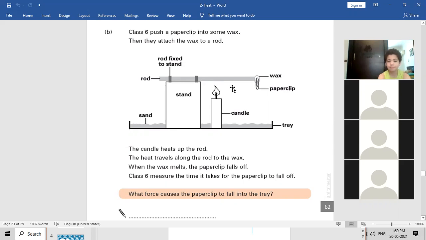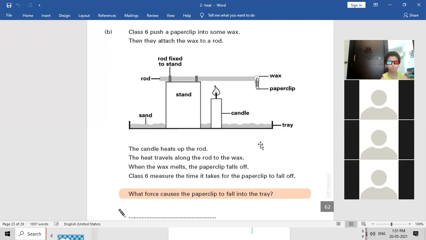Okay, Mira, my question is, what will happen to the piece of wax when the whole rod is very hot? The paper clip will fall. Exactly, but what will happen to the wax? It will melt. Yes, thank you. This is the word that I want you to use. The wax will melt and the paper clip will drop. The rest of the class, do you understand the experiment?